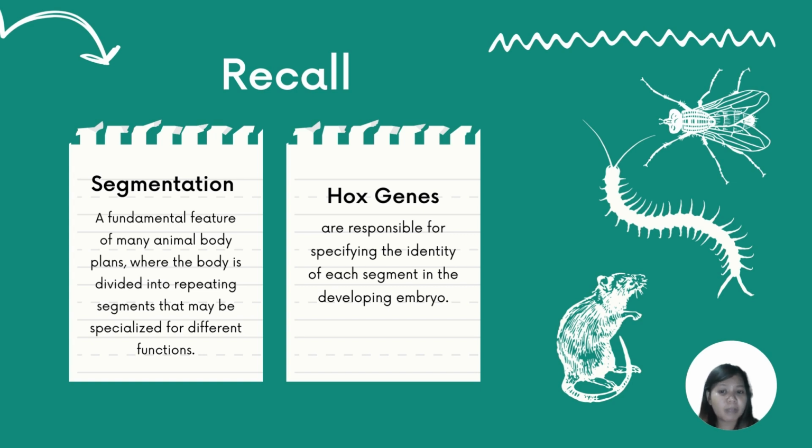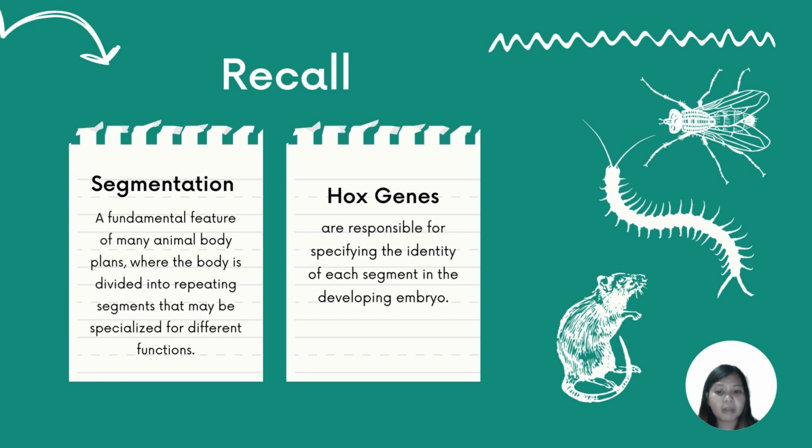The development of segmented body plans is controlled by a group of genes called Hox genes. As previously discussed, Hox genes are responsible for specifying the identity of each segment in the developing embryo, since they encode transcription factors, proteins that regulate the expression of other genes.